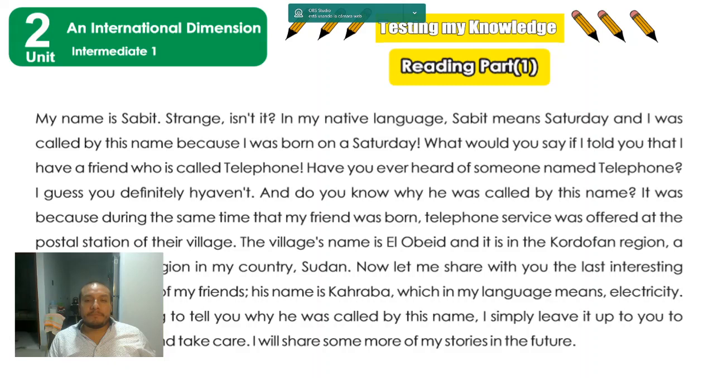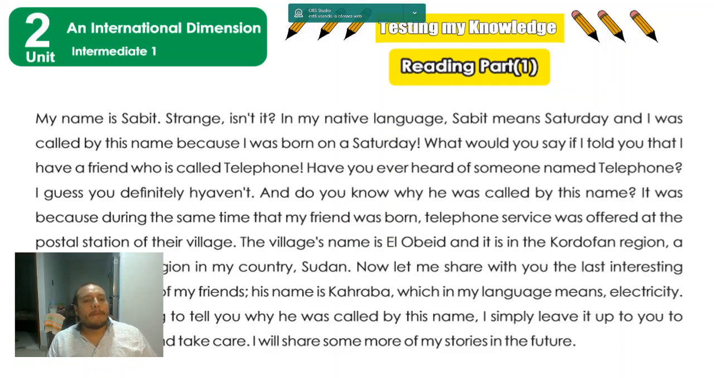Okay. In the next part, students, we have a text. We have a reading part. We're going to read about Sabit, who is a person from Sudan, and he has a very interesting story to tell because his friends have very unusual names.